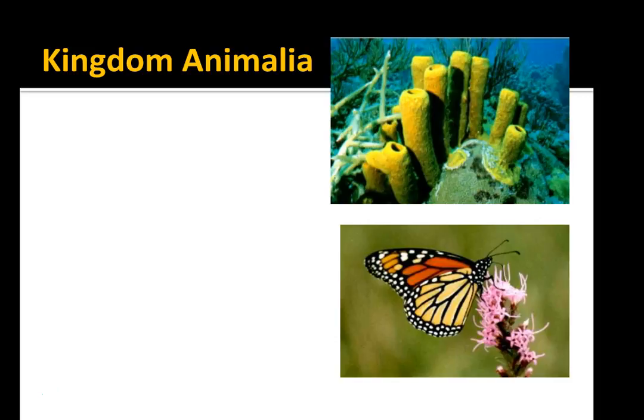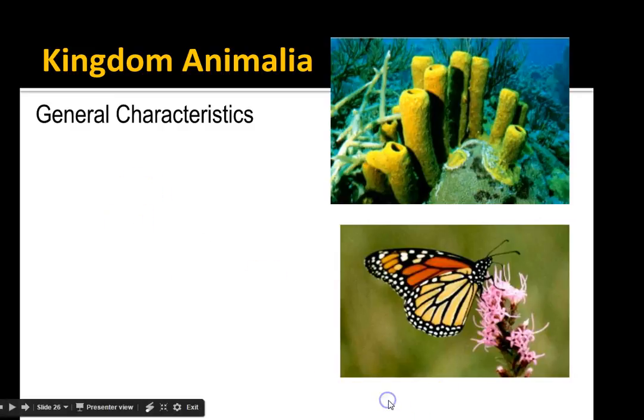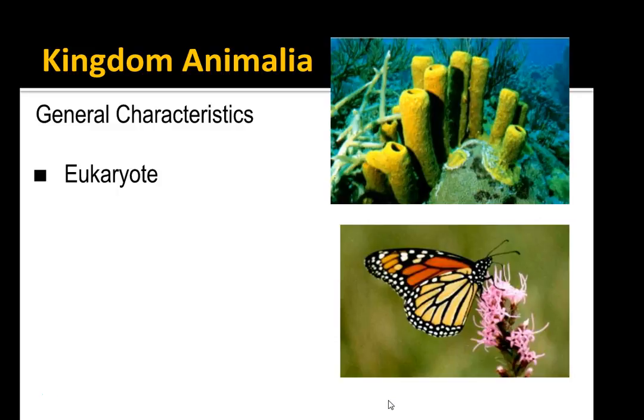So what defines animals, you may ask? Well, all animals are eukaryotic. Yep, they all have cells with a nucleus. And every single type of animal that exists on this planet is multicellular.